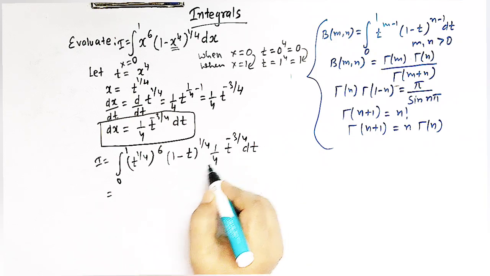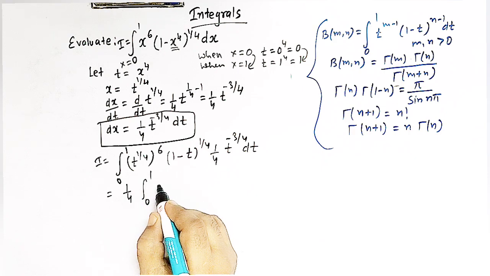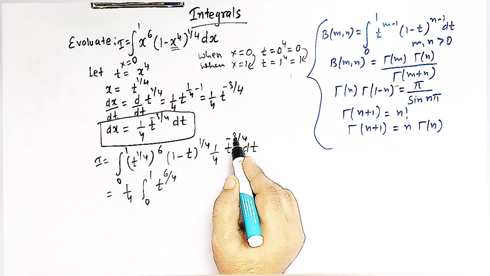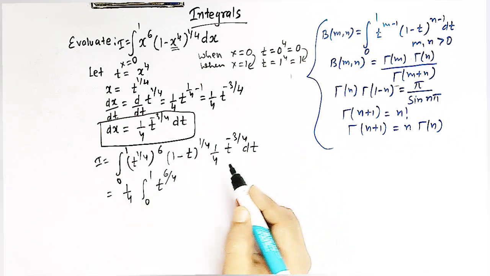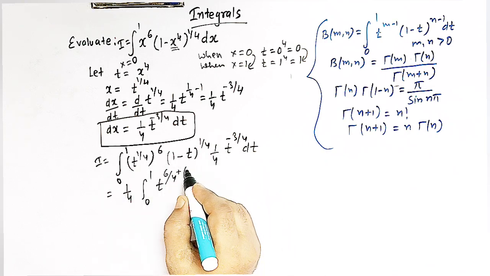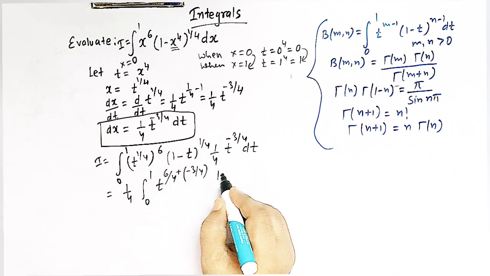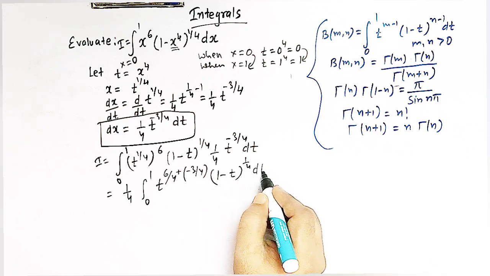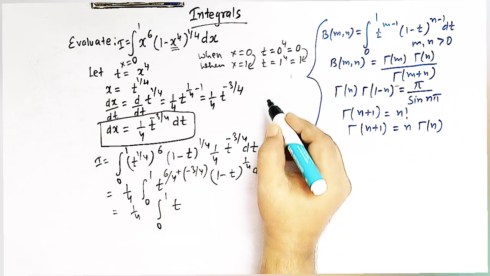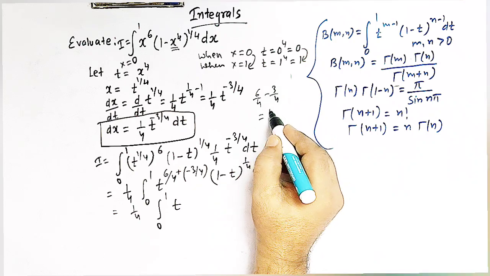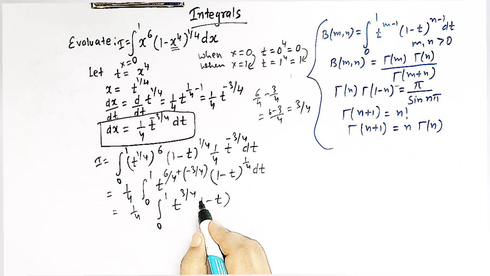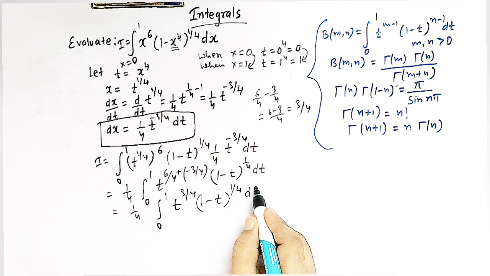Now we can take 1 by 4 outside the integral. We have 0 to 1, t raised to 6 by 4, and here t raised to minus 3 by 4. By the laws of exponents, we can add these two exponents because the bases are the same. So we have 1 by 4, 0 to 1, t raised to 6 by 4 minus 3 by 4, that is 3 by 4, times (1 minus t) raised to 1 by 4 dt, right?